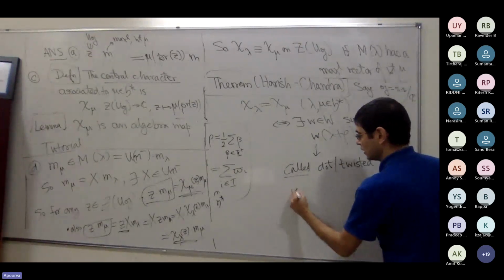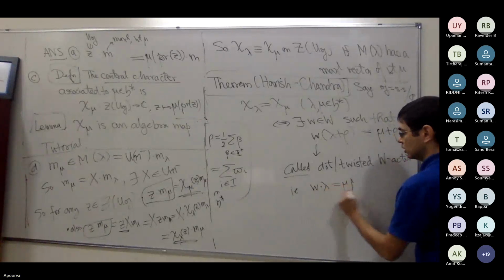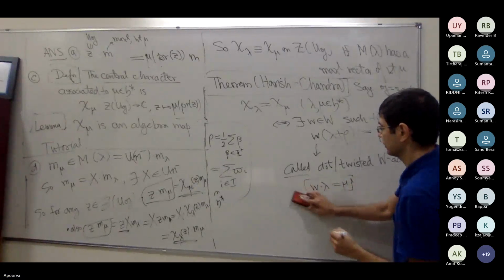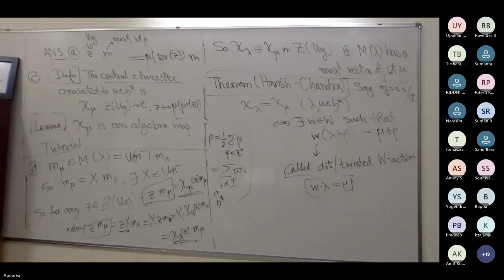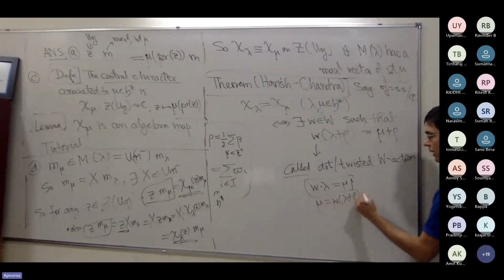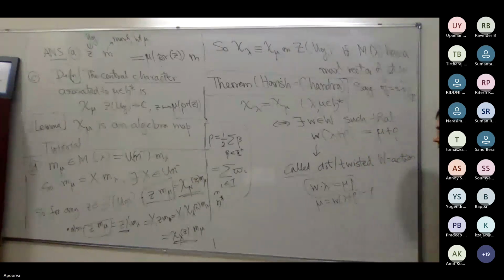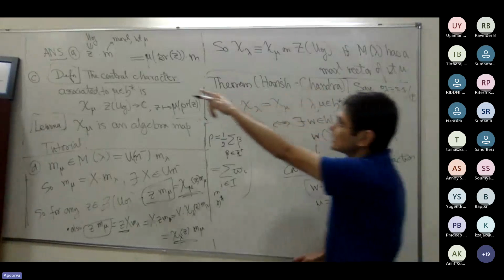You said that w dot lambda equals this. This is how we write. That's the same as saying that mu equals w of lambda plus rho minus rho. You solve for mu, take the rho on the other side. So this is therefore the final answer to this question.